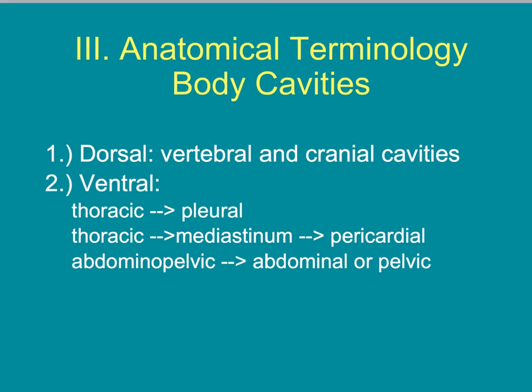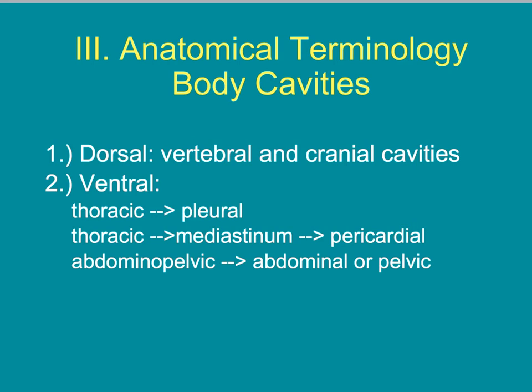This cavity is basically all organs or structures towards the front of the body. If you are directing somebody towards the back of the body, you are directing them to the dorsal cavity. The dorsal cavity only has two subdivisions, the vertebral, which is your spinal cord, and then also the cranial, which contains your brain. The ventral, however, is a lot more complex.